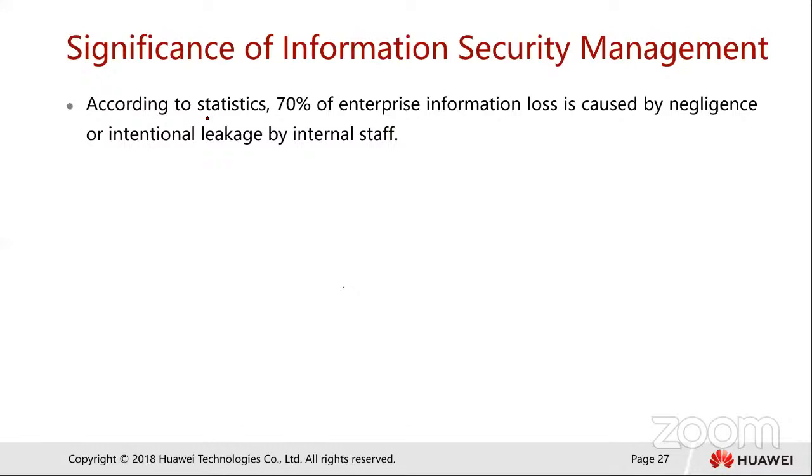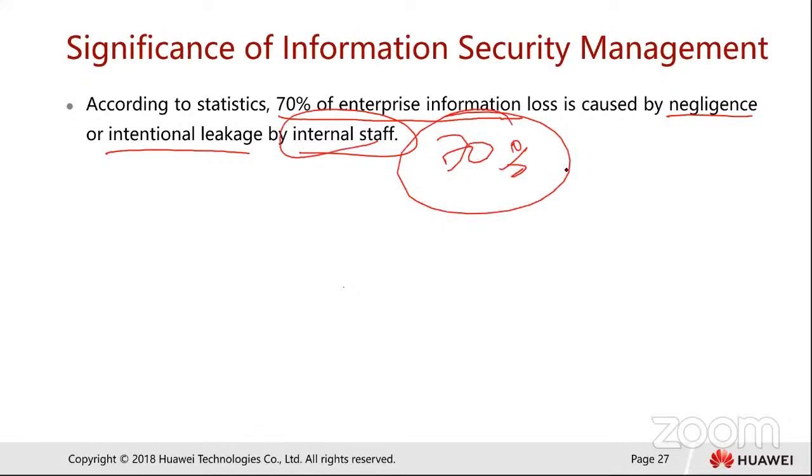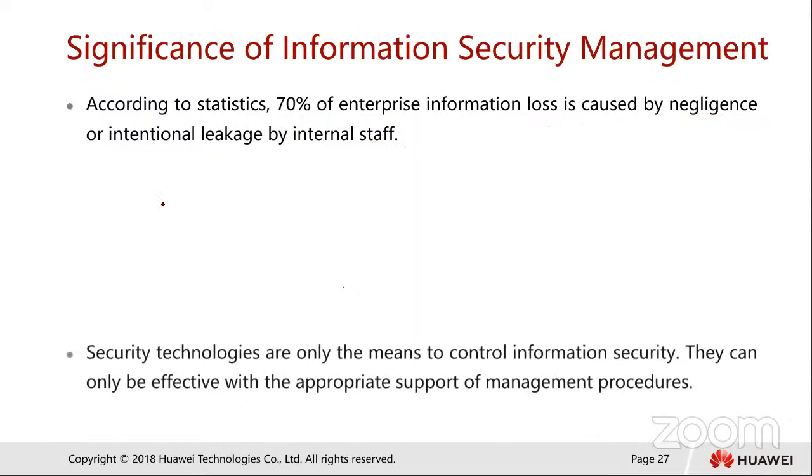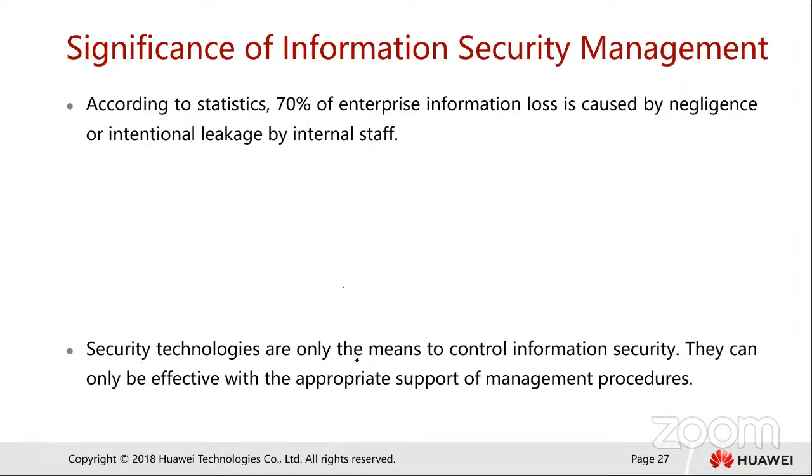Here they're saying that according to the statistics, about 70% of information loss is caused by negligence or internal leakage by internal staff. About 70% of the information loss that is brought about in enterprises is caused by either negligence or intentional leakage of internal staff. So security technologies are only the means to control information security. They can only be effective with appropriate support from management procedures.